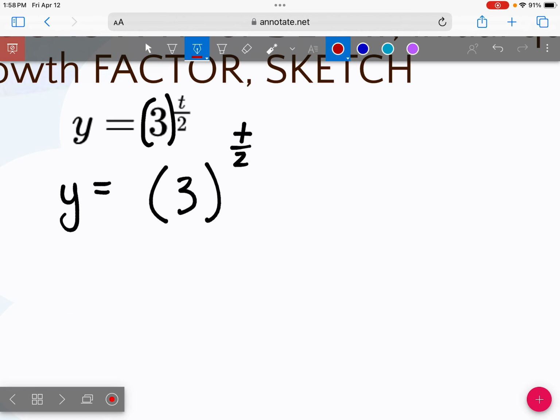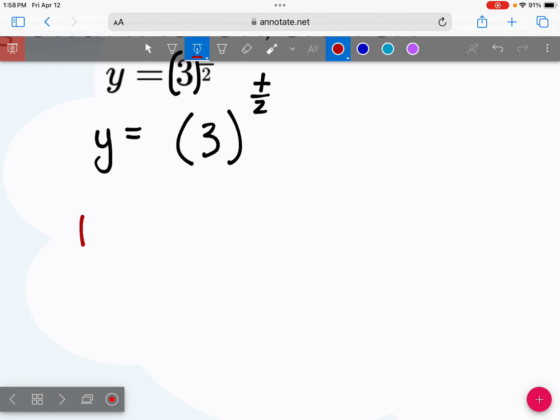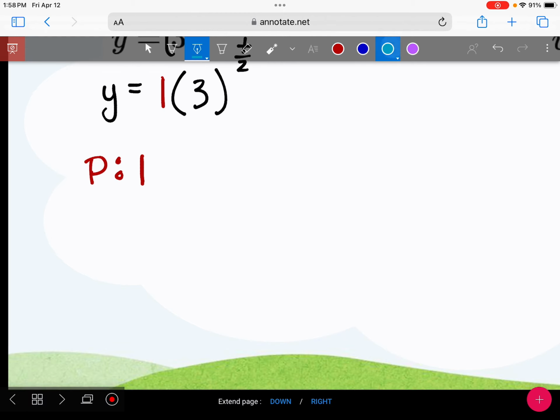What is our principal here? What's our initial amount? What's in front of my parentheses? Not 0, because if we multiply by 0, it's just 0, and we've made our whole equation go away. So our principal here is 1. What is our factor, our growth factor? 3.